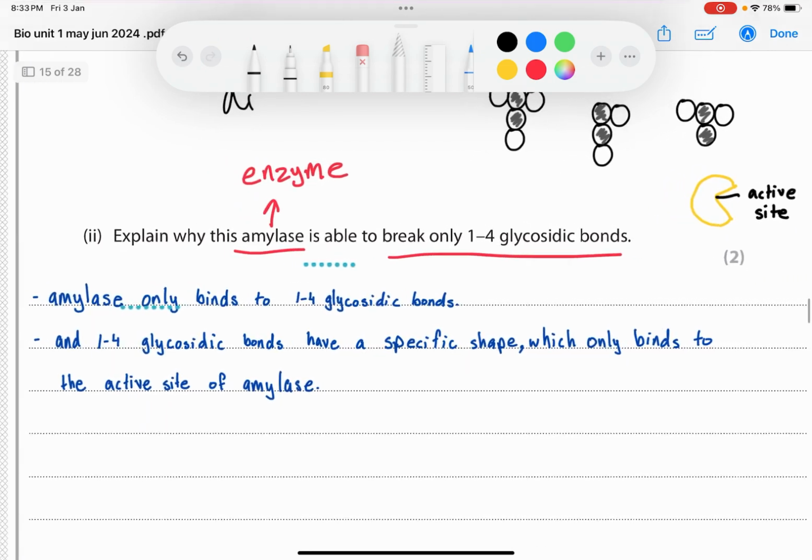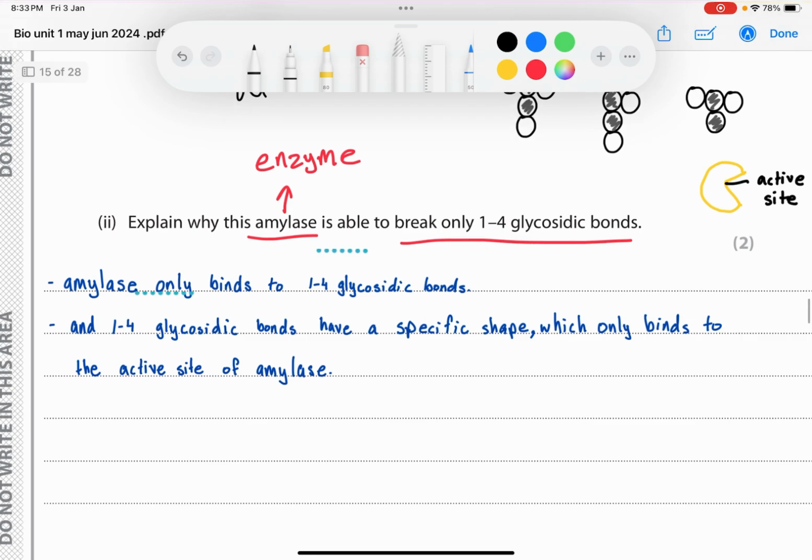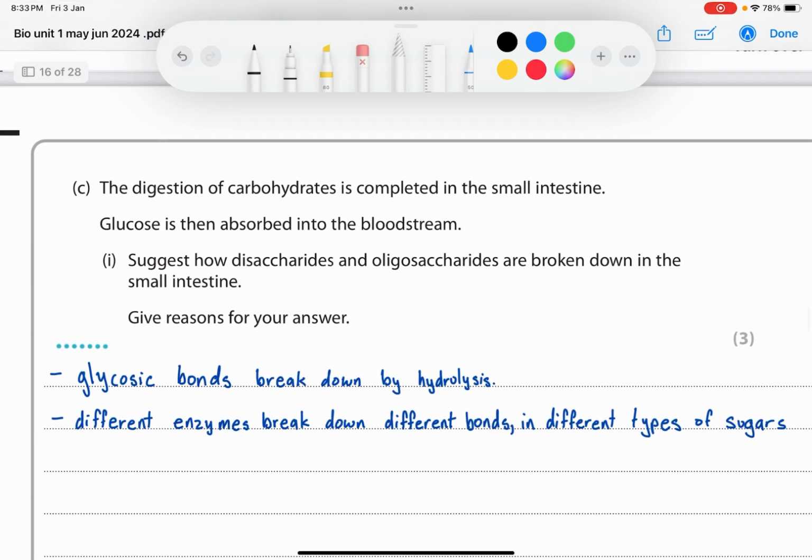Therefore, you just need to mention that amylase only binds to the 1 to 4 glycosidic bonds, and 1 to 4 glycosidic bonds have a specific shape which only binds to the active site of amylase. That was a small revision.